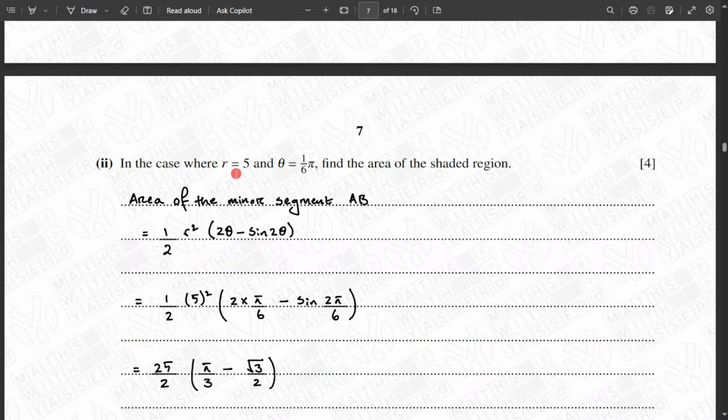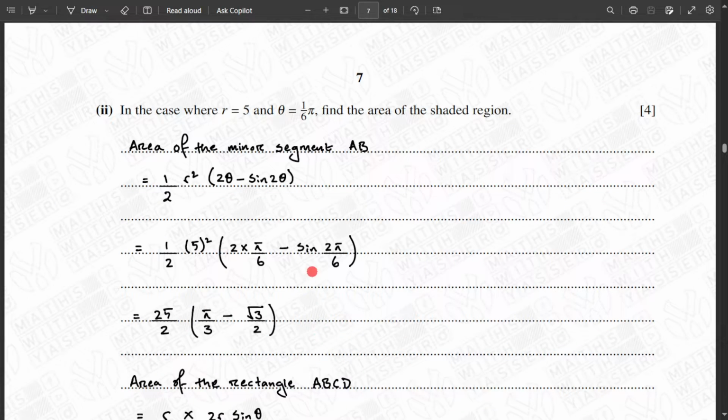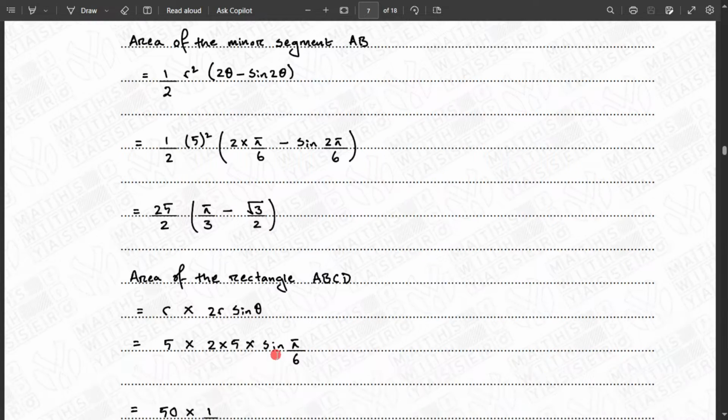Now they have stated that in the case where r is equal to 5, that means we can substitute the value of r as 5. So half into 5 squared times theta, which is now pi by 6. So 2 times pi by 6 minus sine of 2 times pi by 6. That will give us 2 pi by 6, which is basically pi by 3, and we know that sine pi by 3 is root 3 by 2. So the value that we get eventually is 25 over 2 within brackets pi over 3 minus root 3 over 2. Now the area of the rectangle.